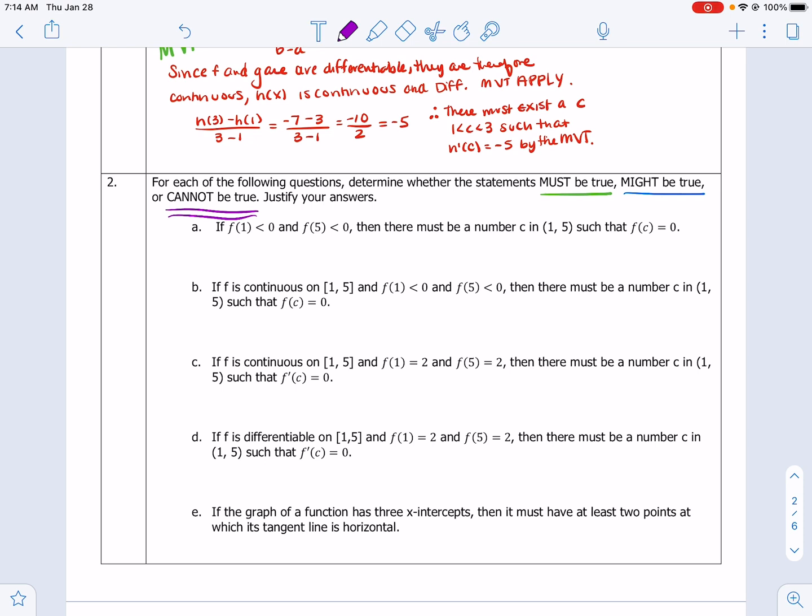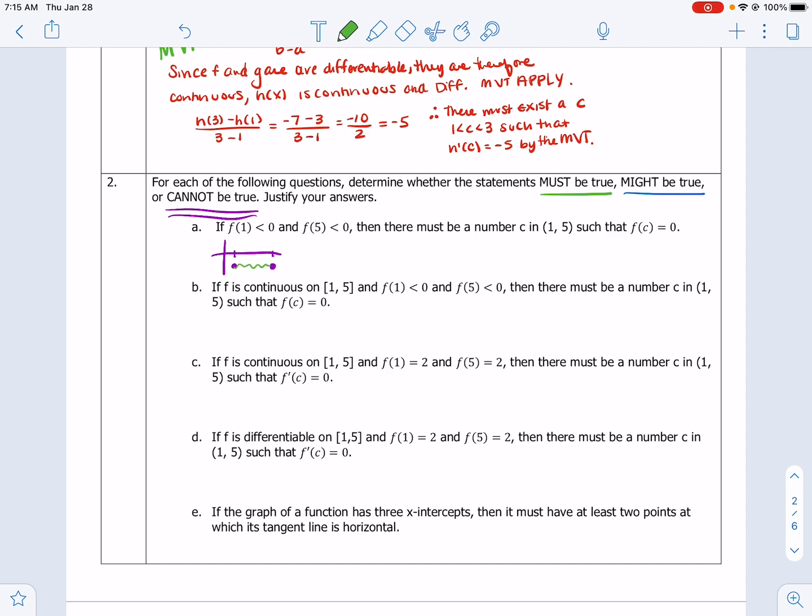Letter A says f of 1 is less than 0, or it's negative, and f of 5 is less than 0, which means that it's negative, right? So if I were to draw a sketch here, I get f of 1, which is somewhere down here. F of 5 is also somewhere down there. This says, then there must be a number C in between 1 and 5 such that f of C equals 0. Guys, that doesn't have to happen, right? It doesn't must be true, okay?